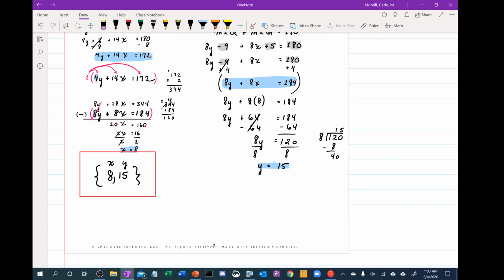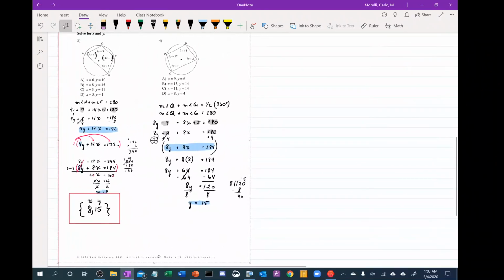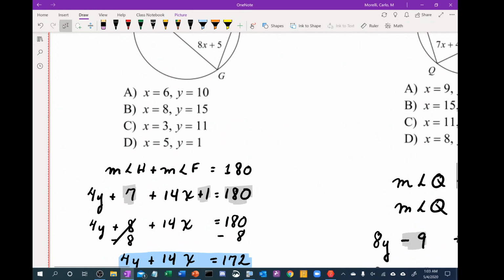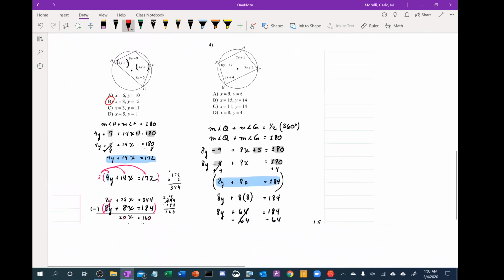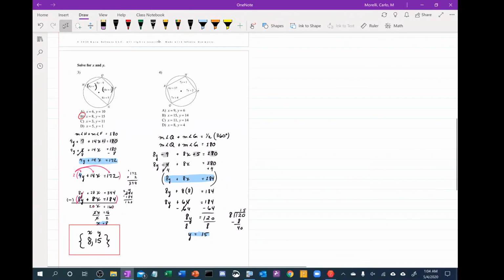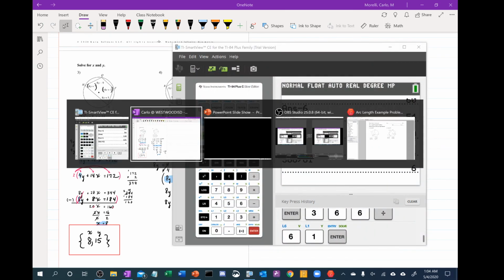And let's go see if that was one of our answer choices. x equals 8, y equals 15. Look at that. It's answer choice B. All right. So that is how you do these problems. I hope this has been a good introduction. This is a lot of fun. This is an assignment that can really get your intellectual juices flowing. So I hope that you find it helpful.